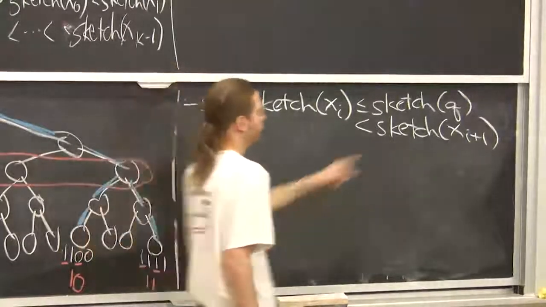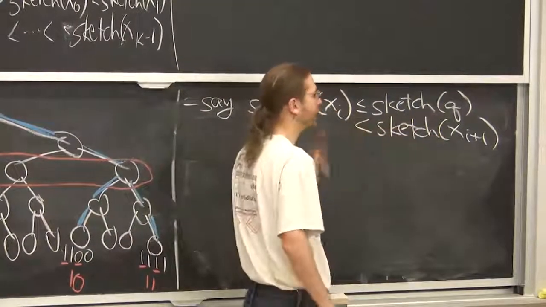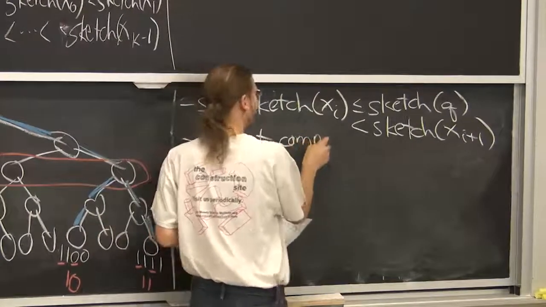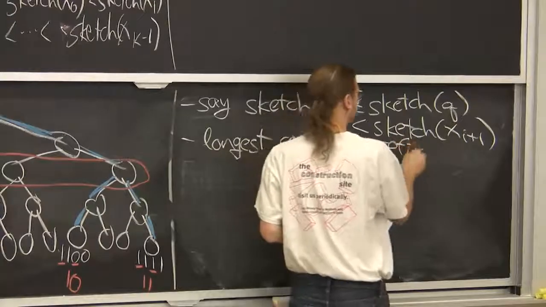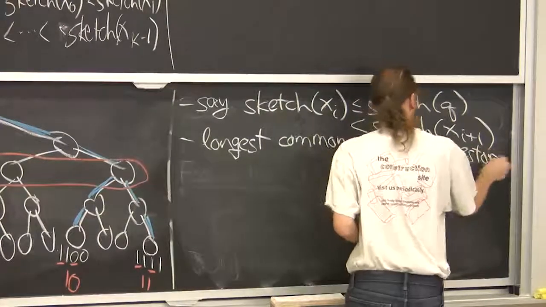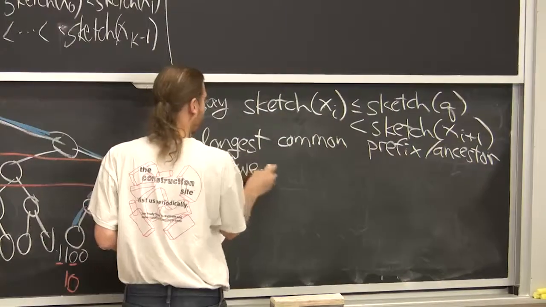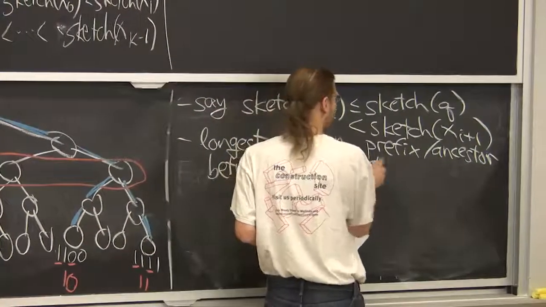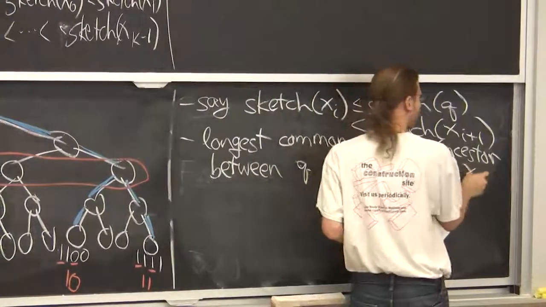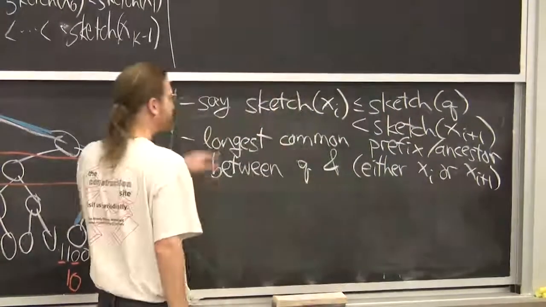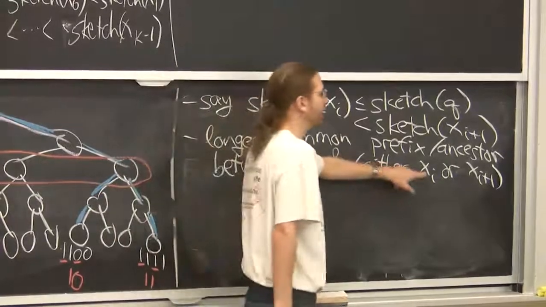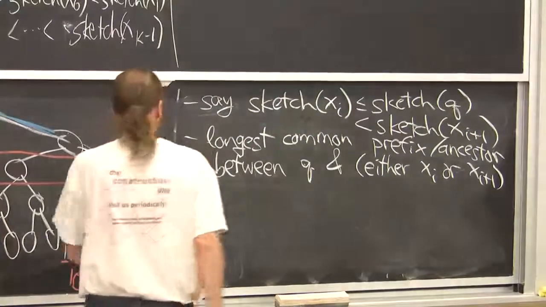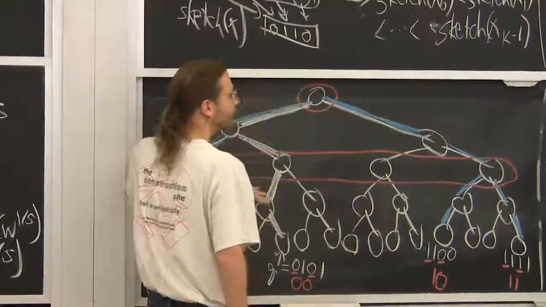So you figure out sketch of q fits here. I want to learn something about where q fits among the xi's. Obviously, these may be the wrong answer. But I claim I can do something useful by looking at the longest common prefix of those words. So I want to compare q, not sketch of q, but the real value q, and either xi or xi plus 1. I look at the longest common prefix of q and xi, and the longest common prefix of q and xi plus 1. Whichever of those is the longest, that's my longest common prefix. In the tree, it's the lowest common ancestor.